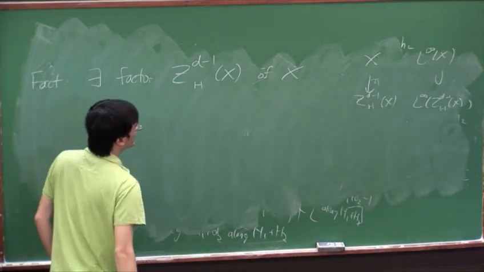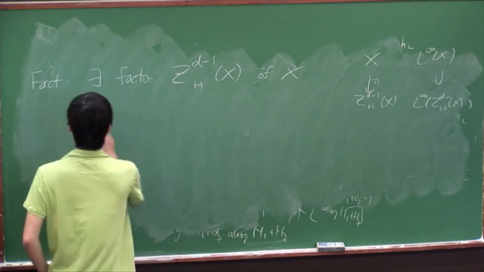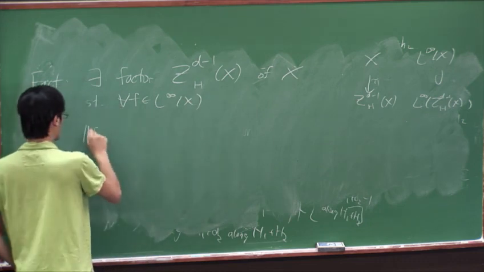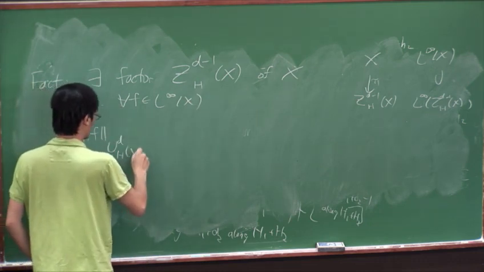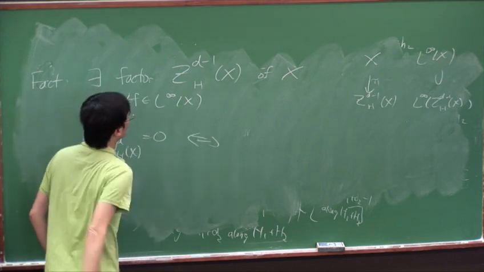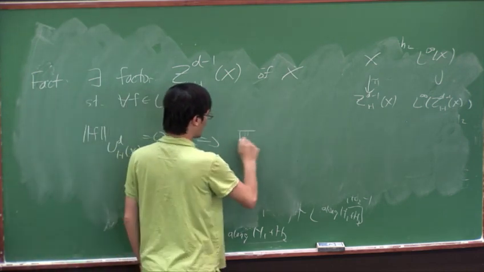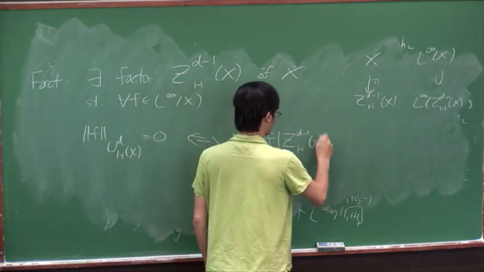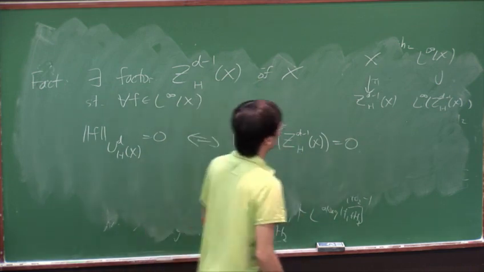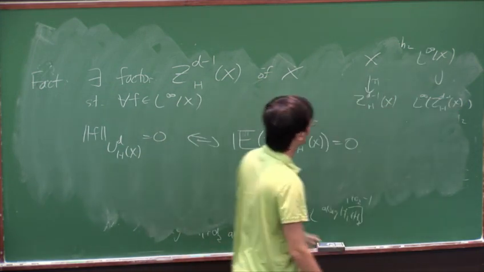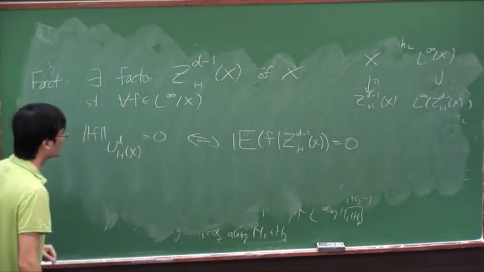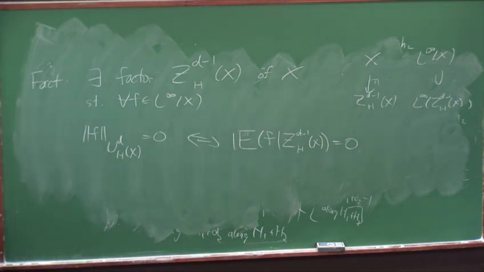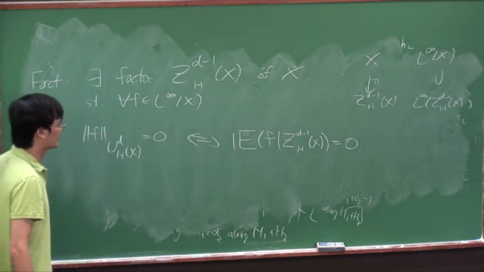Okay, so there's a factor here which is called the universal characteristic factor, such that for all functions which are bounded, the Gowers–Host–Kra norm vanishes if and only if you're orthogonal to this factor, if and only if the conditional expectation of f on this factor is zero. So if you're orthogonal to everybody in here, then your Gowers norm vanishes, and if you're not, your Gowers norm doesn't vanish. Okay, so there's always this factor, and it's different for different d and H.